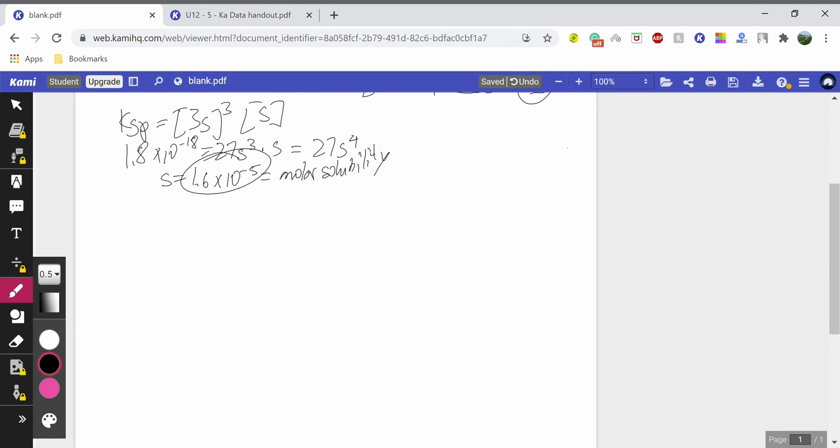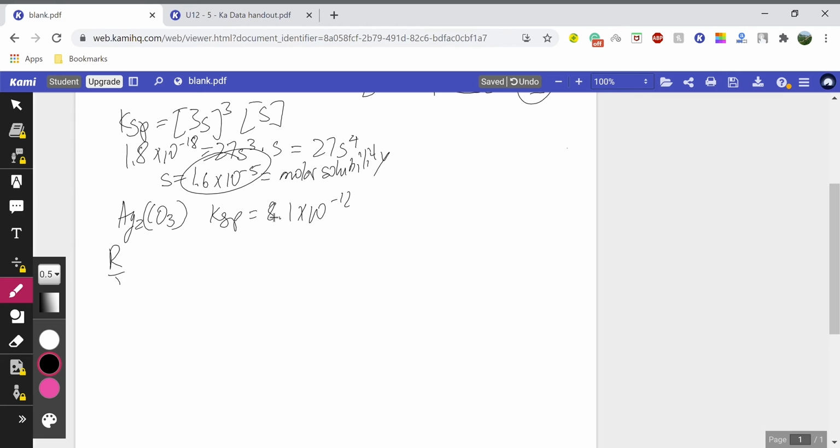It says the Ksp value for silver carbonate, Ag2CO3, is 8.1 times 10 to the negative 12th at 25 degrees. What is the solubility in grams per liter?